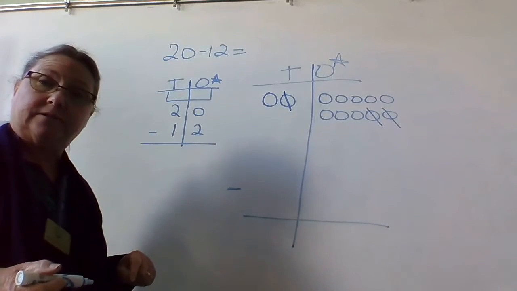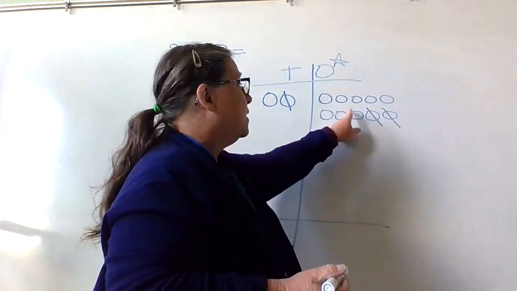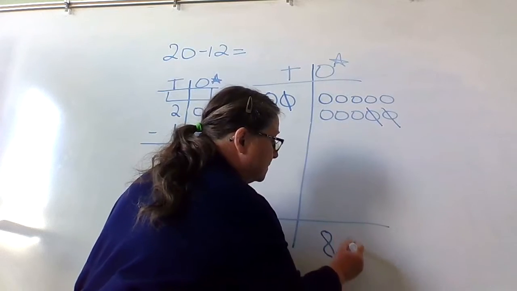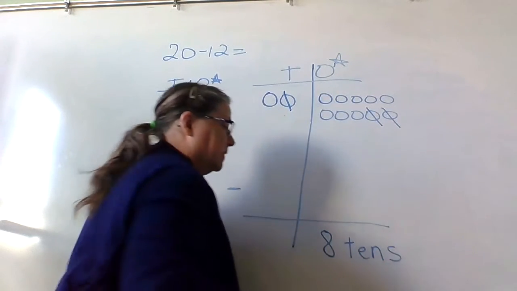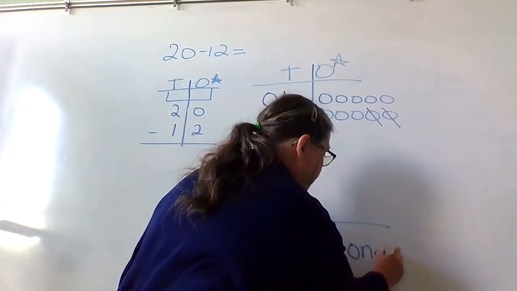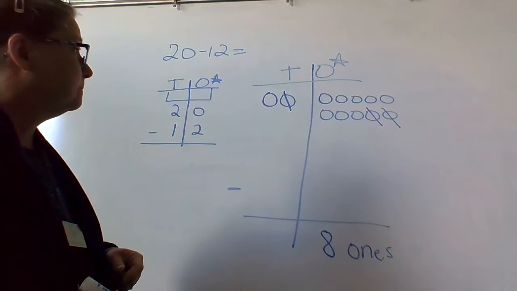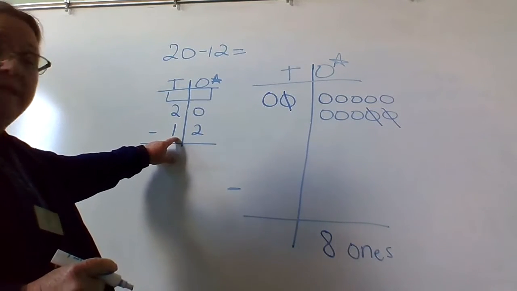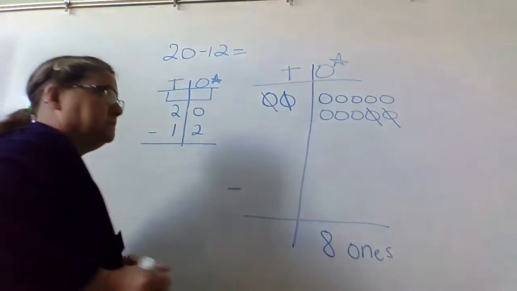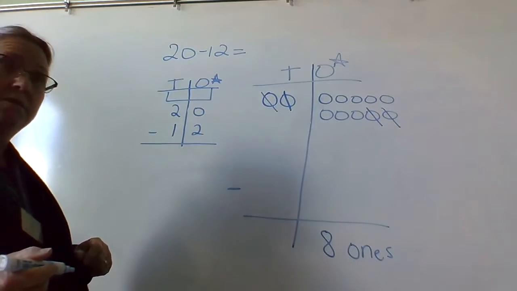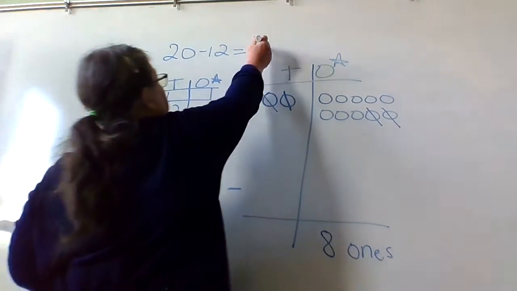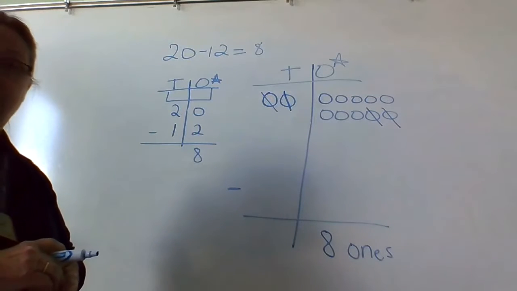How many do I have left? How many circles do I have left? Let's count. 1, 2, 3, 4, 5, 6, 7, 8. So I have 8 ones. Not 8 tens. Now, how many tens do I have here? I have 1 ten. So I have to subtract it. Do I have any tens left? No. My answer is 8. There's my answer of 8. Okay?